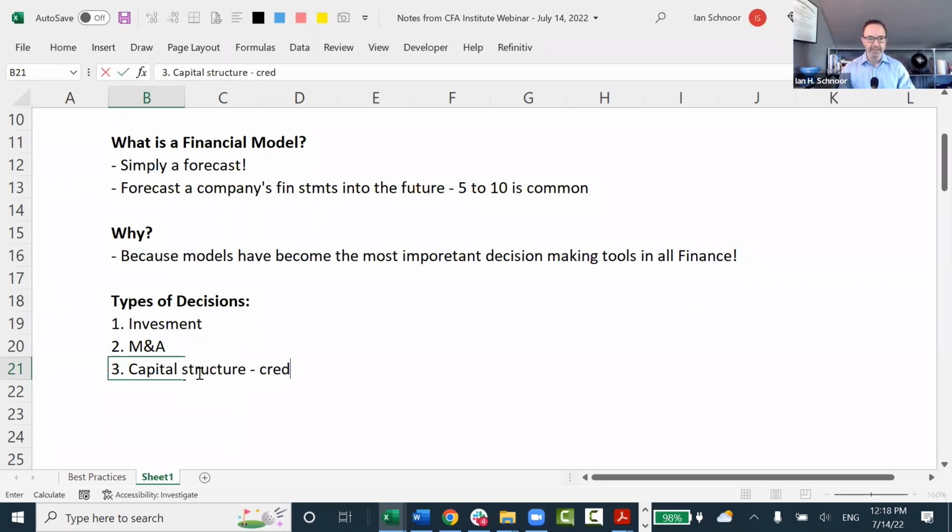Credit decisions, right? We do a lot of work with credit groups. Can a company support more debt? Will they trip their covenants? Will they be in any violation? How is that going to work?